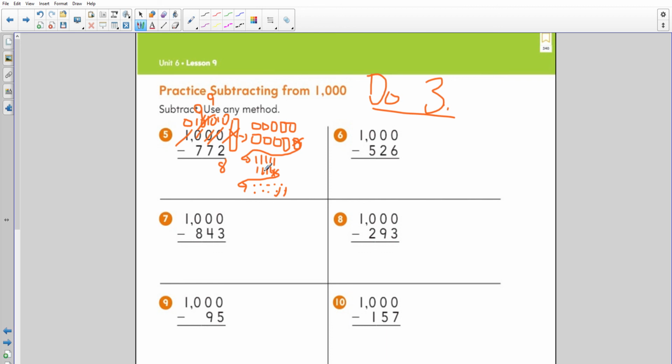9 minus 7, not sure, I'll do it here. 1, 2, 3, 4, 5, 6, 7. I have 2 tens left. 9 minus 7 again, I know is 2, but I'll show it over here. 1, 2, 3, 4, 5, 6, 7. Counting off, I should get the number 228 when I count what's left of my picture. 100, 200, 210, 220, 225, 226, 227, 228.